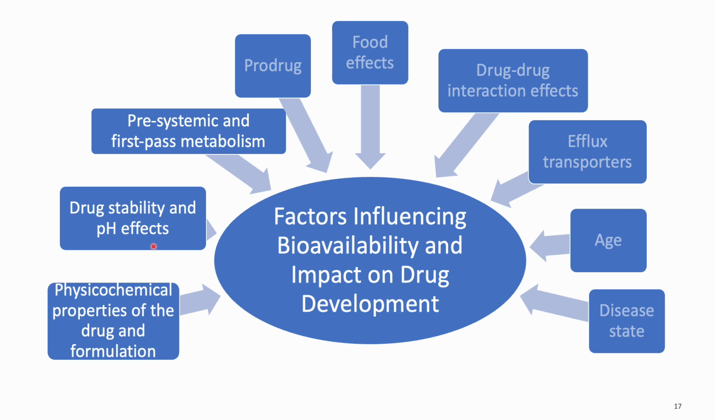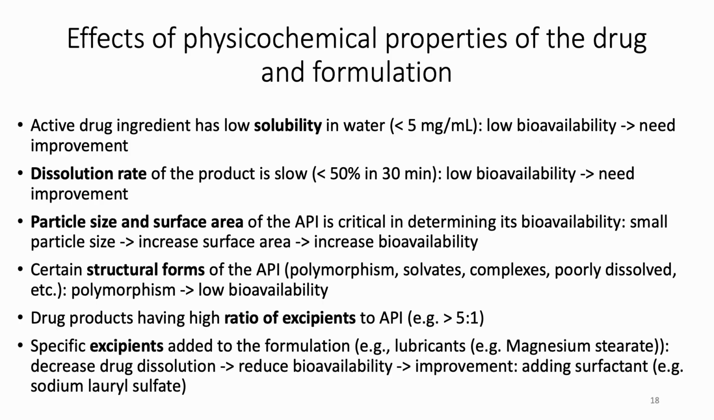Drug stability and pH, pre-systemic and first-pass metabolism, prodrug, food effects, drug-drug interaction, efflux transporter, age, and disease states are also other major factors that can influence the bioavailability of the drug. Now we look at the first factor, which is the physical and chemical properties of the drug and formulation.